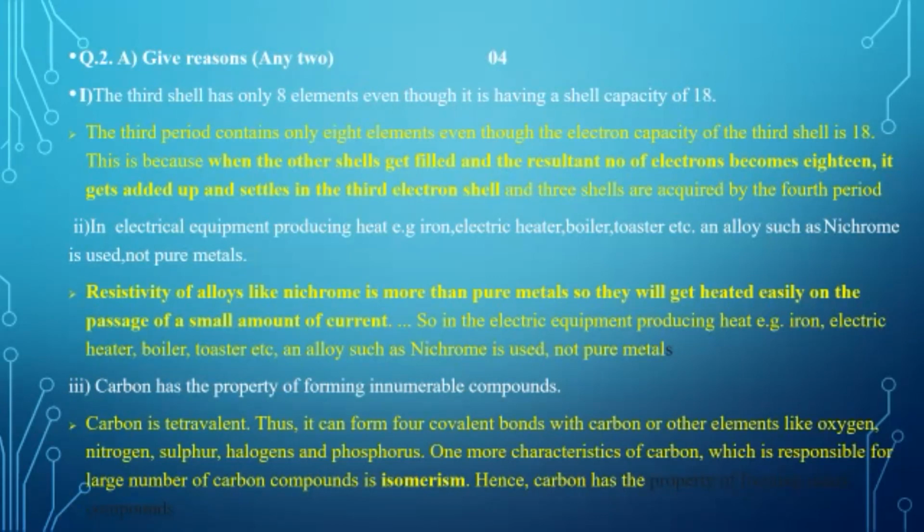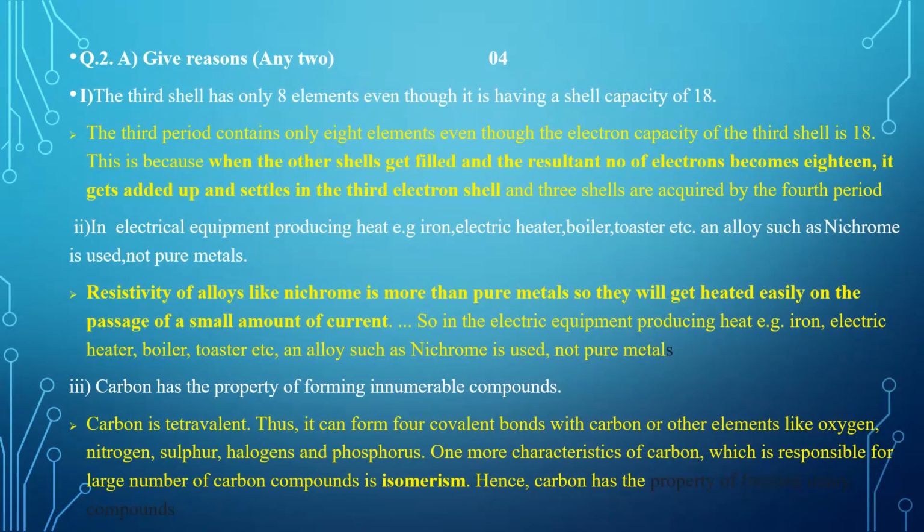Now see student, what is the answer to it? The third period contains only 8 elements, even though the electron capacity of the third shell is 18. Why does the element consist of only 8 electrons in its outer shell, as its capacity is 18? This is because when the other shell gets filled and the resulting number of electrons becomes 18, it gets added up and settled in the third electron shell, and 3 shells are acquired by the fourth period. So this is the answer, students.